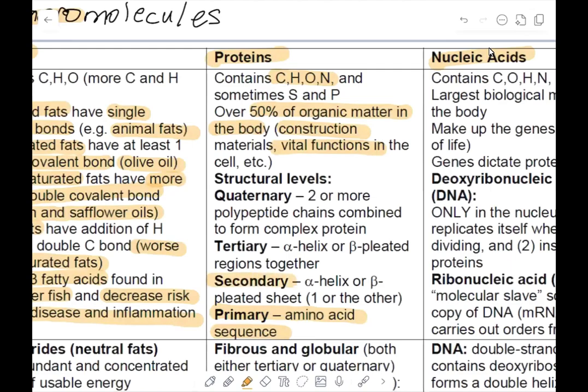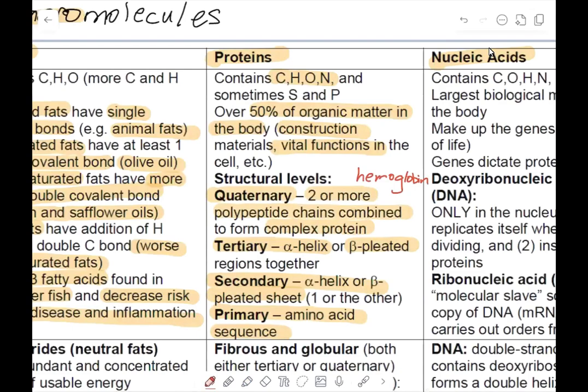When that happens, it forms an alpha helix or a beta pleated sheet. It's usually folded again on top of that so that when there are multiple alpha helices or beta pleated regions together, it forms a tertiary protein. So most proteins usually are at least tertiary, probably quaternary. Quaternary means there are two or more polypeptide chains combined to form the most complex protein. An example of a quaternary protein would be something like hemoglobin.